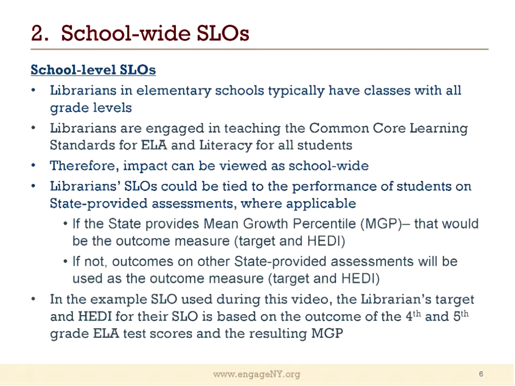The librarian's SLOs can be tied to the performance of students on state-provided assessments where applicable. If the state provides the mean growth percentile, that would be the outcome measure. If not, outcomes on other state-provided assessments will be used as the outcome measure. In the example SLO used during this video, the librarian's target for their SLO is based on the outcome of the 4th and 5th grade ELA test scores and the resulting MGP.